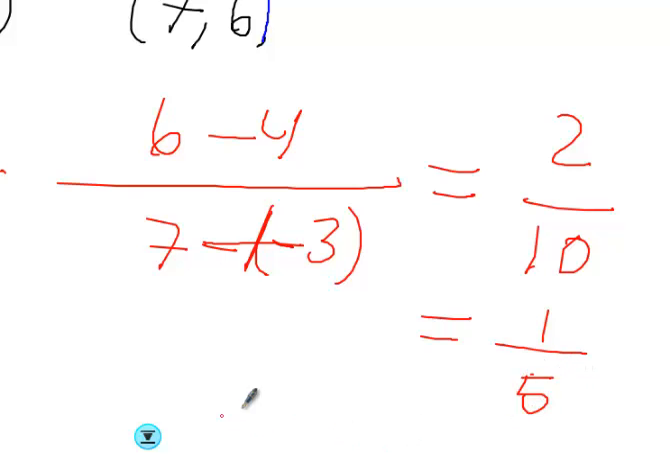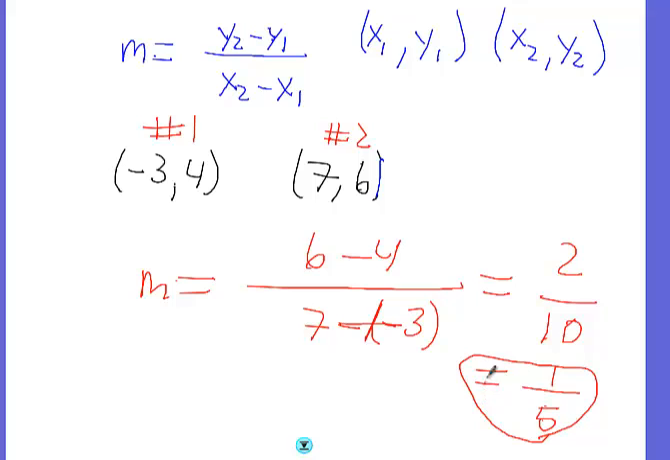Again, the same thing we got when we graphed our slope, and we got it graphically. So this is another way you can do it. So again, our slope is 1/5. Again, as we change 5 in the x direction, we change 1 in the y direction.